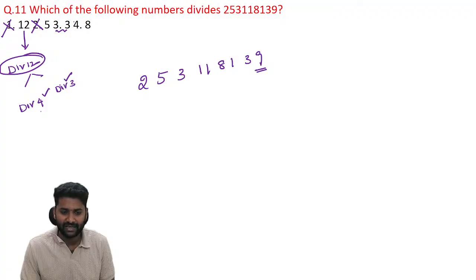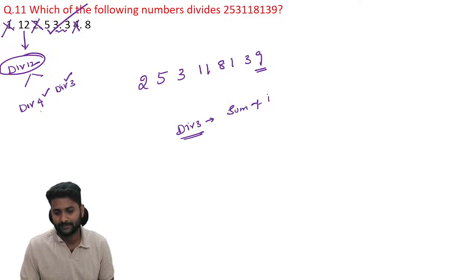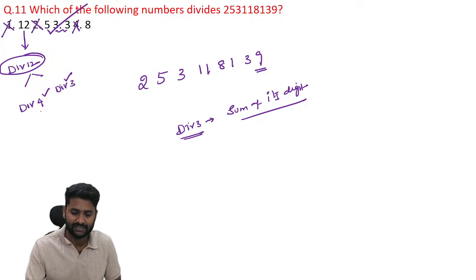Let's check again. 4 is also not possible. In 8 also, you never get 9 as a units place. Then the best option for this question is 3. And divisible by 3: the divisible by 3 rule says that if the sum of its digits is divisible by 3, then the entire number is divisible by 3.